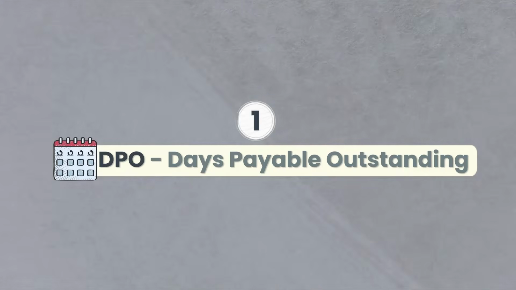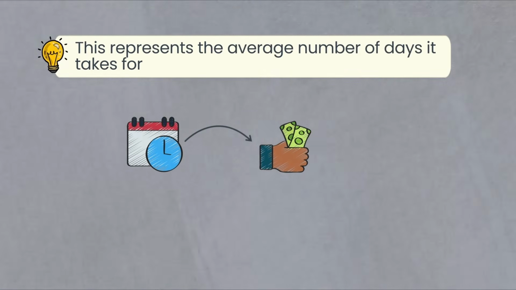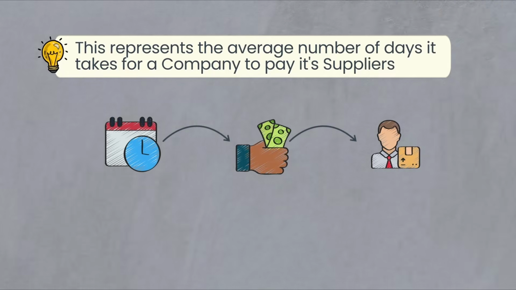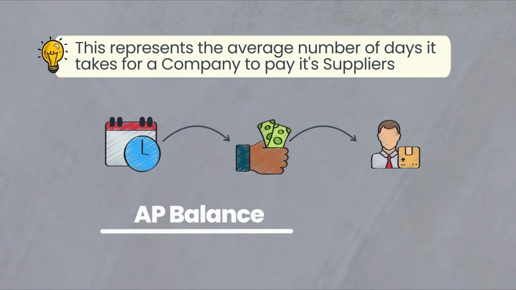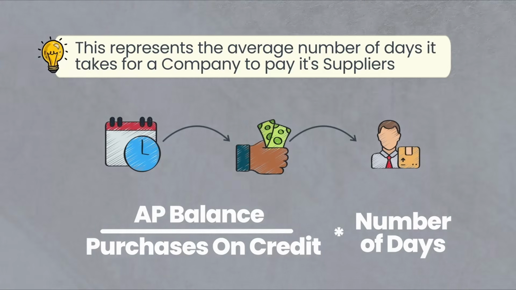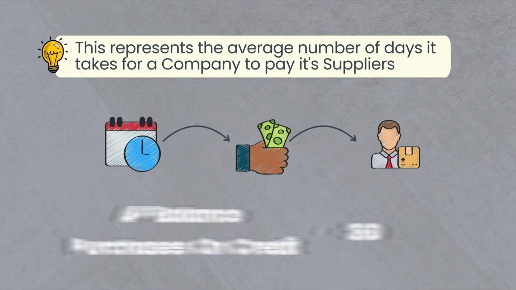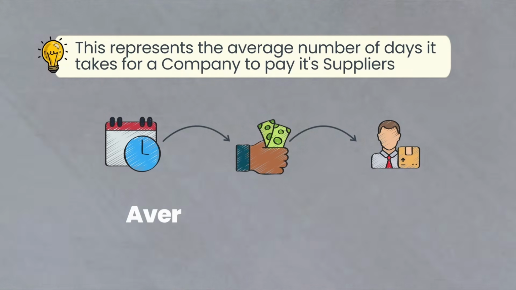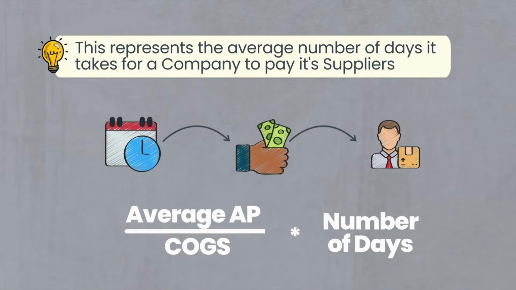First, we have days payable outstanding. This represents the average number of days it takes for a company to pay its suppliers. So to calculate, you'll simply take your accounts payable balance divided by the purchases on credit times the number of days, or times 360 to get a yearly amount. Another way you could look at this is by taking your average accounts payable and dividing it by your cost of goods sold times the number of days in the period.